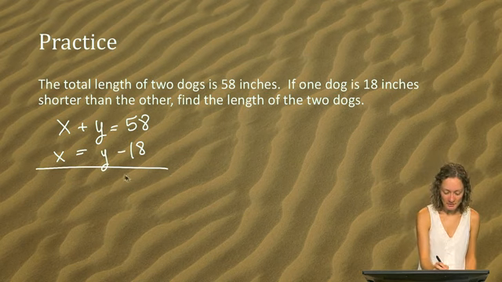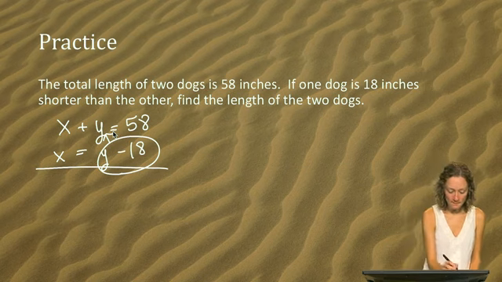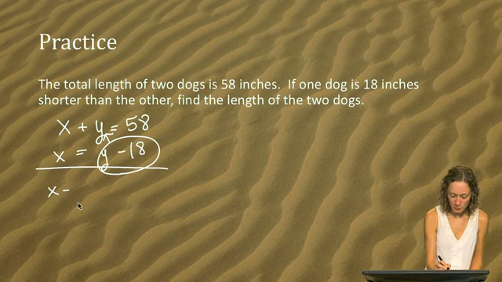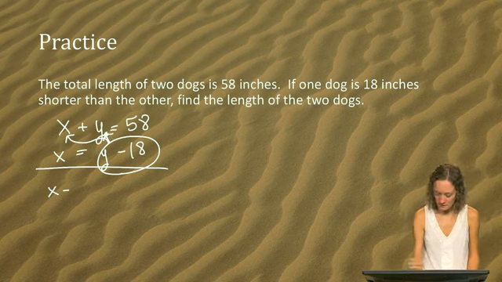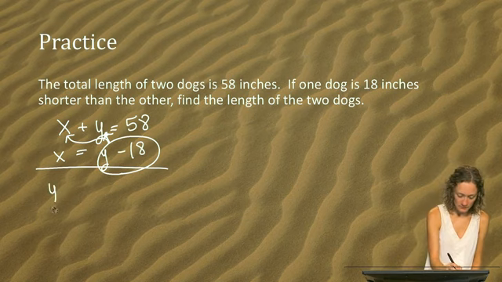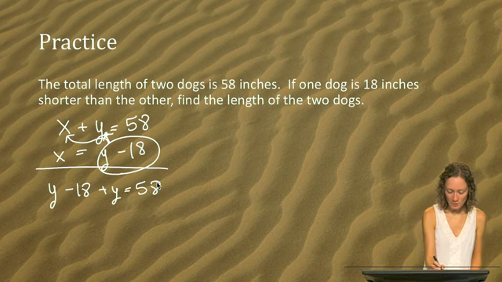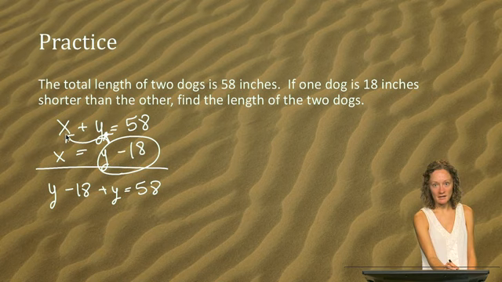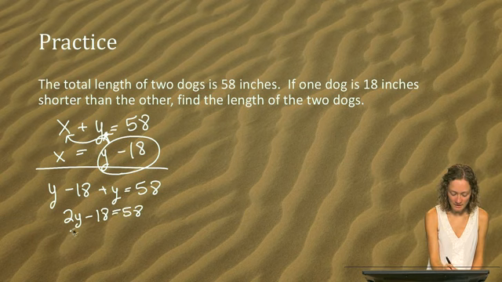I'm going to use substitution in this one because it's already solved for x. It's always up to you. Which gives us x. Whoops, arrow here, not there. Take that out. Okay, so we have y minus 18 plus y equals 58. We substituted y minus 18 in for x into the first equation. Then combine: 2y minus 18 equals 58.